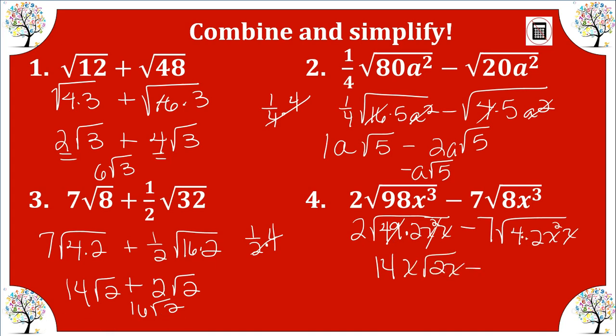The square root of 4 is 2. 2 times 7 is 14. The square root of x squared is x, leaving radical 2x. 14x minus 14x is 0, radical 2x, and 0 times anything is simply 0.